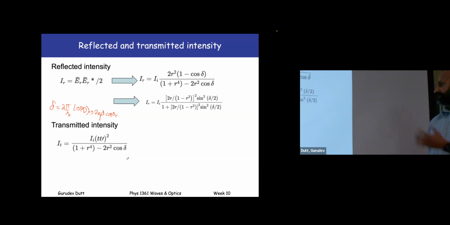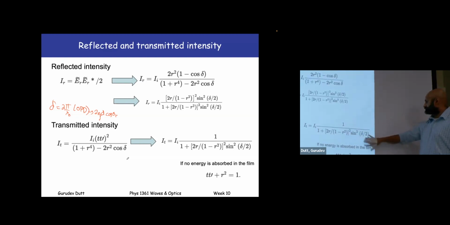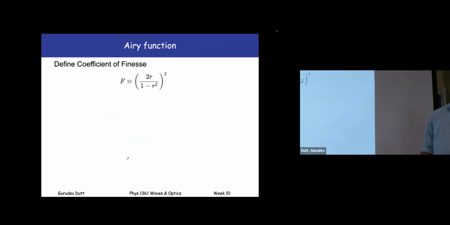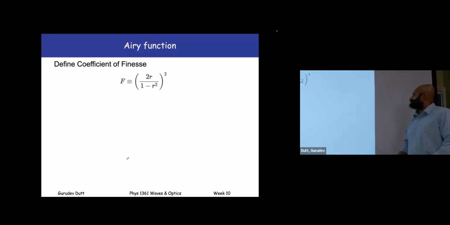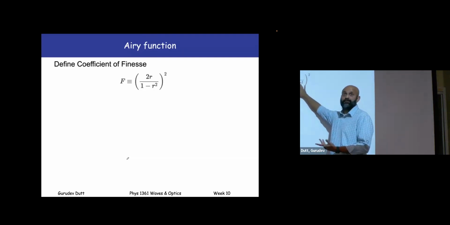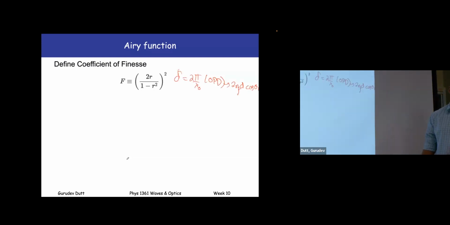We can also do the transmitted intensity, same way, which remember we already had those factors written out. And again, we get something which looks like this. There is this factor 2r divided by 1 minus r squared, the whole square, that is defined as the coefficient of finesse. You can see what this is doing. If r is very large, almost equal to 1, then the coefficient of finesse is going to be very high. Okay, and we'll see what that means in a second.